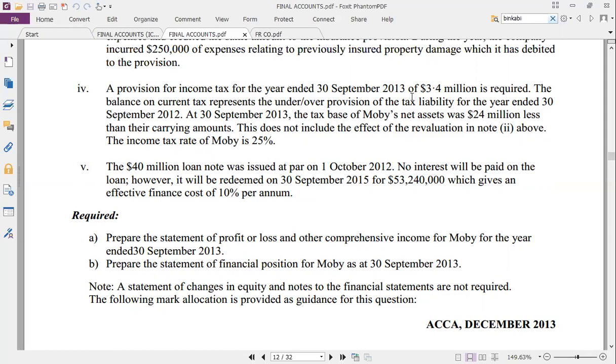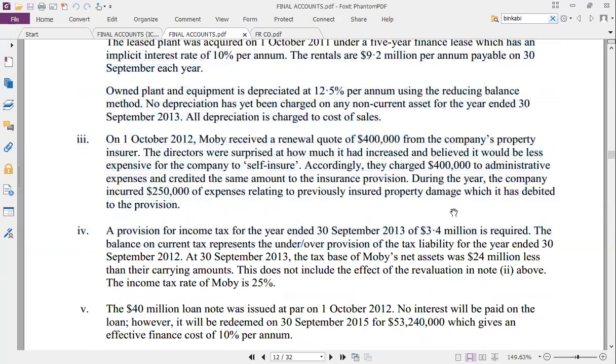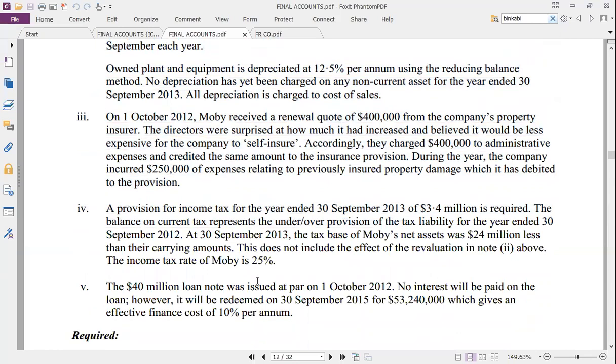And then at 30 September 2013, the tax base for the net asset was 54 million, less than the carrying amount. So that's the temporary difference. The tax rate is 25%, so multiply 24 million by 25%, and that becomes the closing balance of the deferred tax. Then you compare this to the opening balance, and you are done.